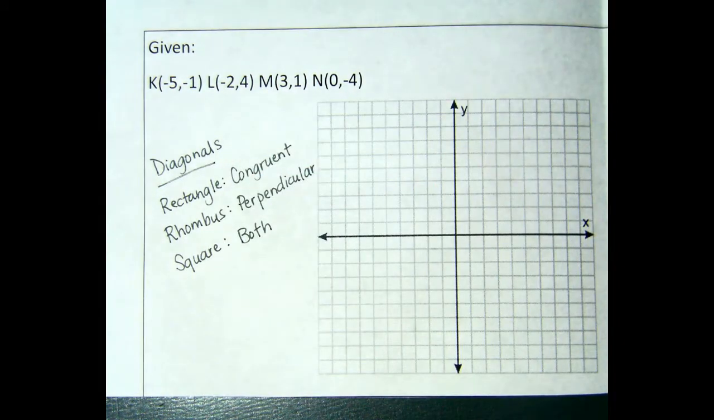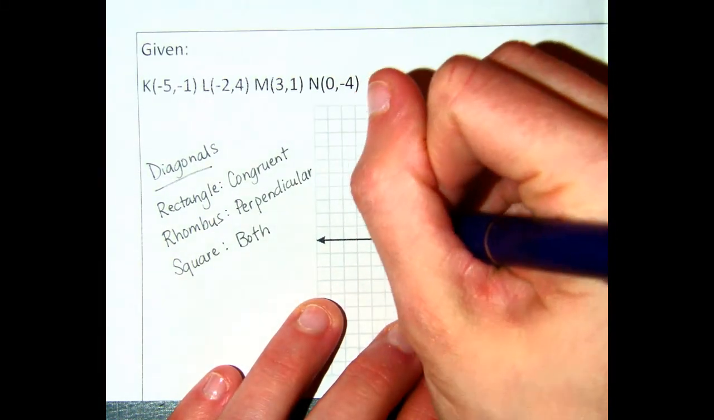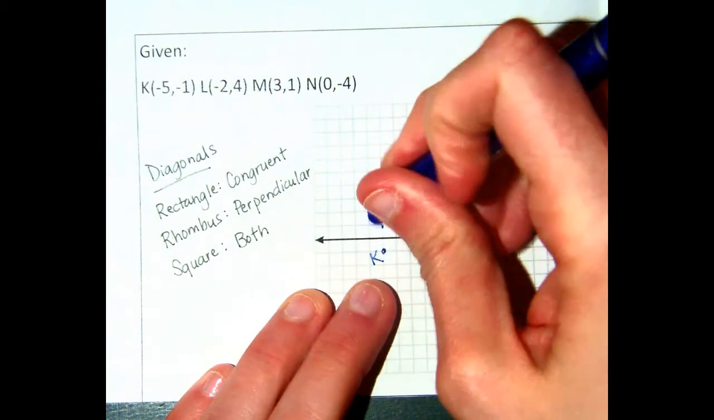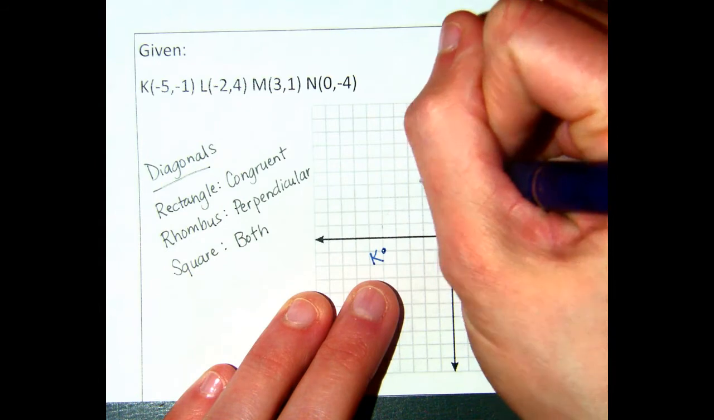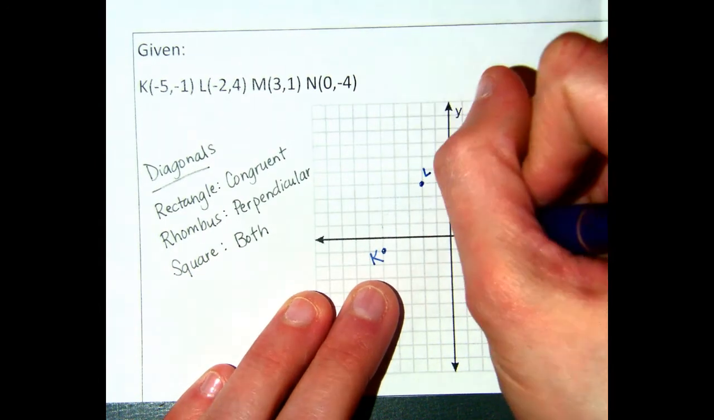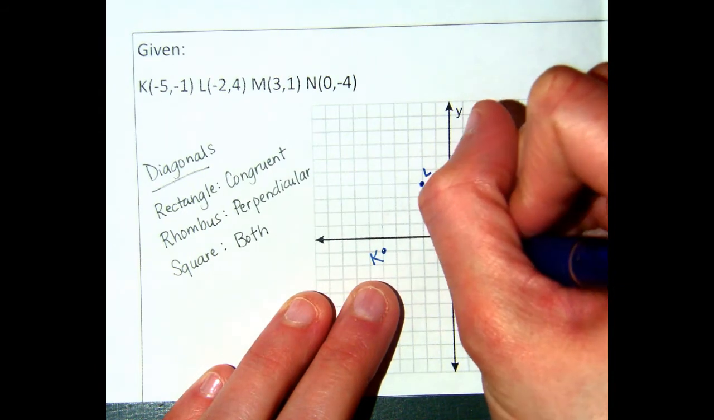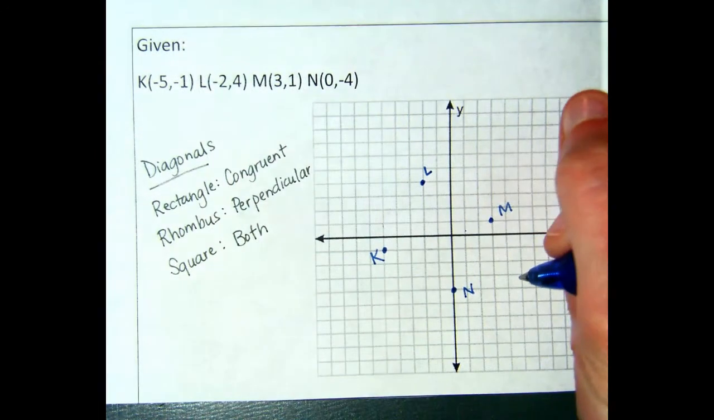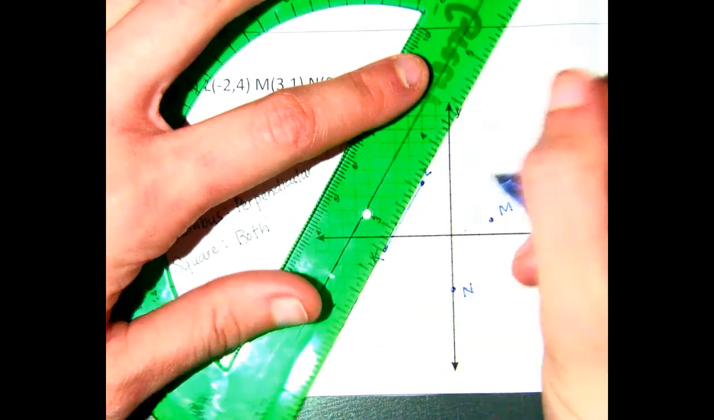So we're going to go ahead and graph these. I've got -5, -1, -1. That might help if I graphed it correctly. -2, 4. 3, 1. And 0, -4. I'm going to graph it. Remember, I'm looking at diagonals, which means in just a second I'm also going to have to draw the diagonals.